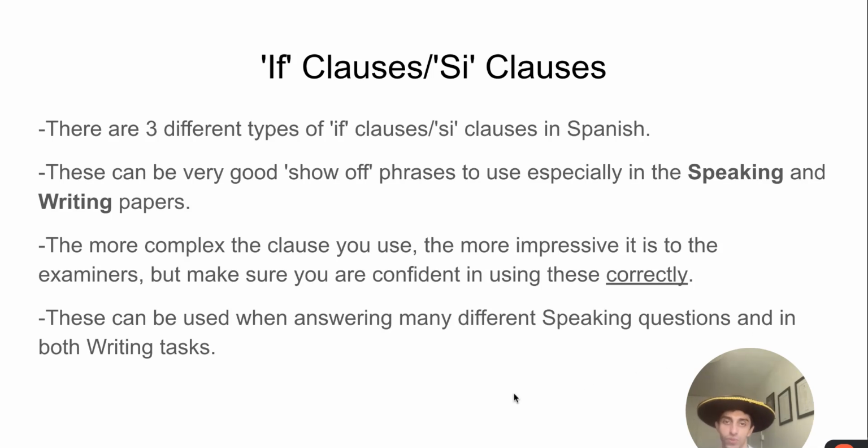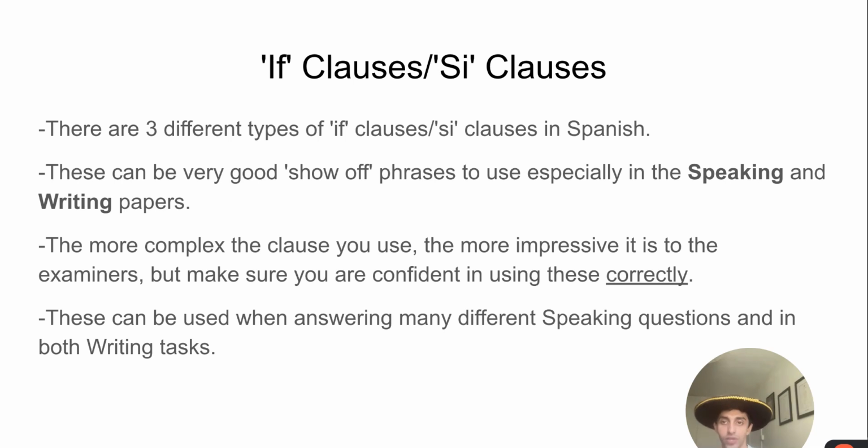So, if clauses, or si clauses, to use the Spanish word for if instead. There are 3 different kinds of if clauses or si clauses in Spanish. Each of them has, as we'll see, a different sequence of tenses, and they can be used to good effect to show off, particularly, say, in your longer writing task as part of the writing paper, and potentially towards the end of your speaking exam as well, such as in topic-based conversations.